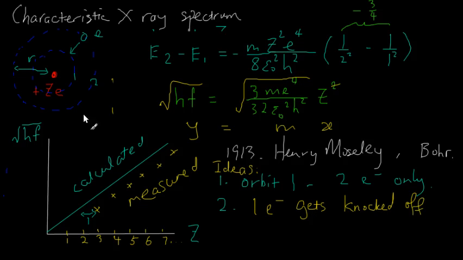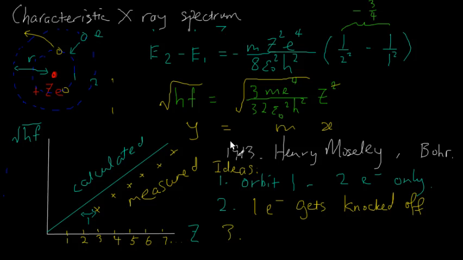So once it gets knocked off, then only one is left. So at first there are 2 electrons. Now this one gets knocked off by a high energy beam of electrons that comes in and hits the metal. But the moment this one gets knocked off, there's only one left in the shell. So there's space for one more, because it can take up to 2 electrons. Then one from a higher orbit can fall downwards.